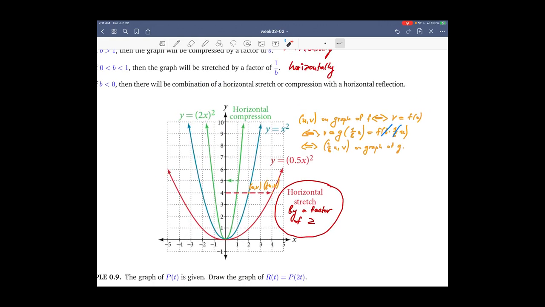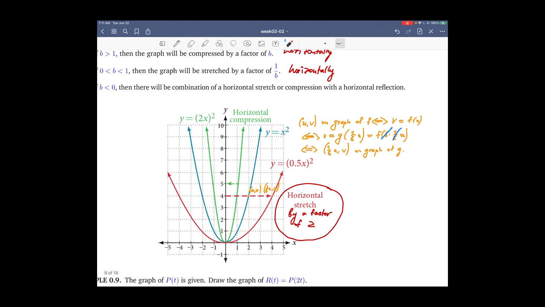And you can likewise explain that, say, the green graph, where we replace x by 2x, is a horizontal compression with a factor of 2.